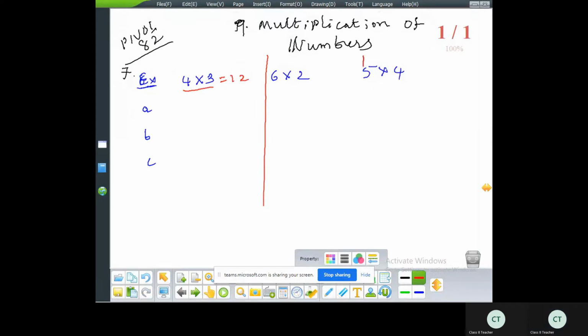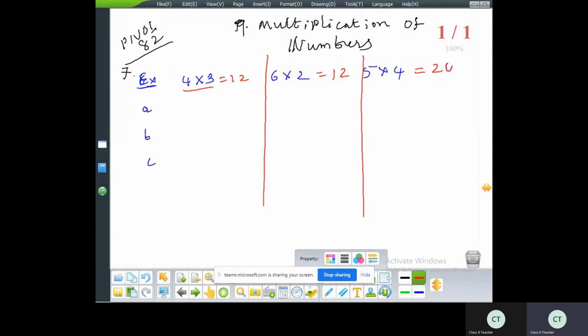Next, 6 into 2, or 6 is multiplied by 2, or 6 times of 2. 6 ones are 6, 6 twos are 12. Next, 5 into 4, 5 is multiplied by 4, or 5 times of 4. Now read 5 table. 5 ones are 5, 5 twos are 10, 5 threes are 15, 5 fours are 20.